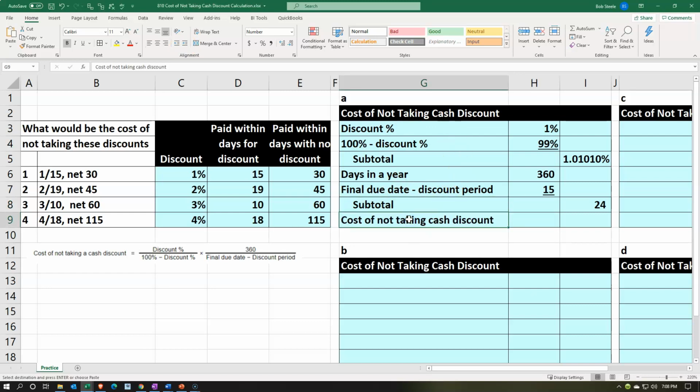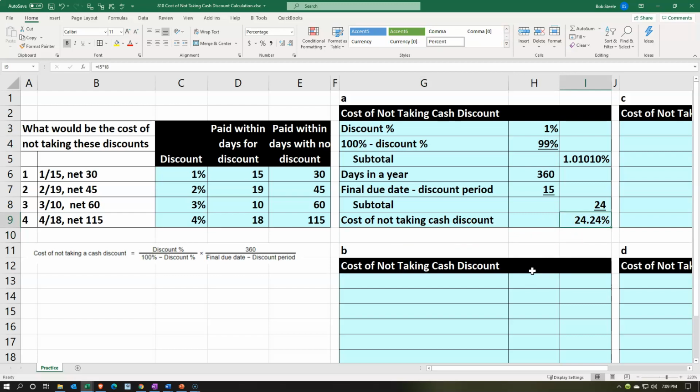The cost of not taking the discount then being equal to this number, this percent, times that 24. And let's percentify this. Home tab, numbers, percentify, adding a few decimals, putting an underline under the 24, home tab, font group, and underline. So there we have it. So the 24.24. Again, what does that mean?